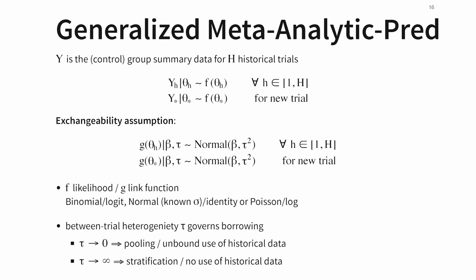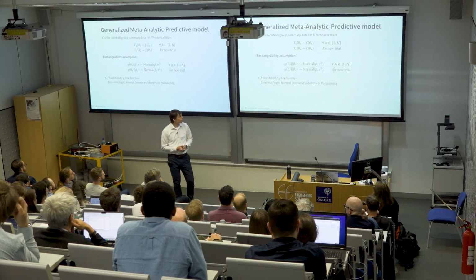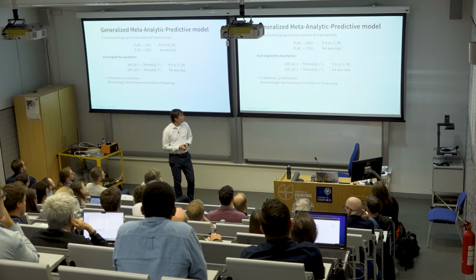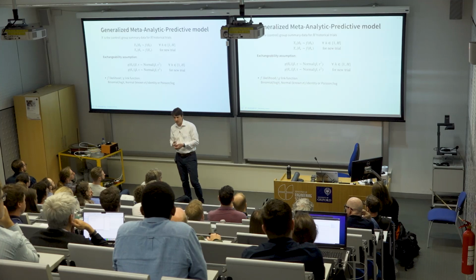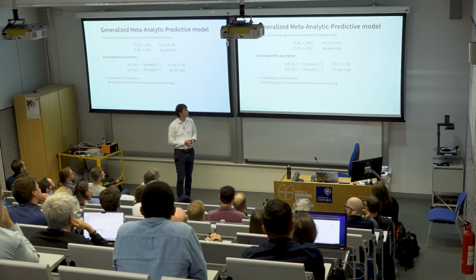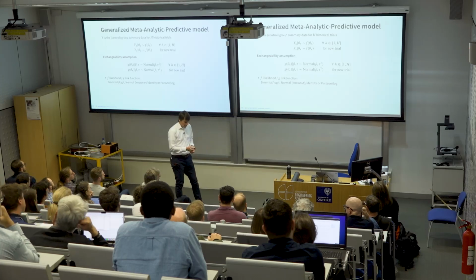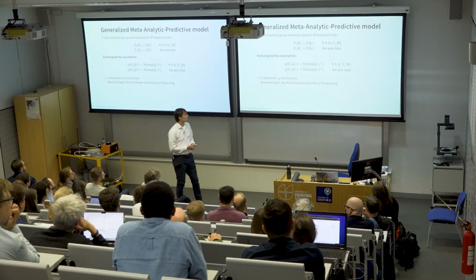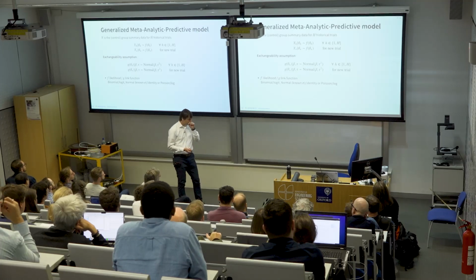But so far, these are just a bunch of parameters, so we need to learn something. So we put forward an exchangeability assumption: we transform to an unconstrained scale using the logit function for binary data. Then on the logit scale, we put forward that all the different parameters come from a common normal distribution with a population mean and a between-trial heterogeneity tau. And we, of course, also support the other canonical likelihoods and functions in RBesT.